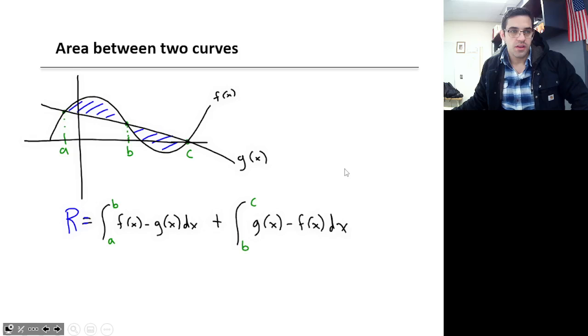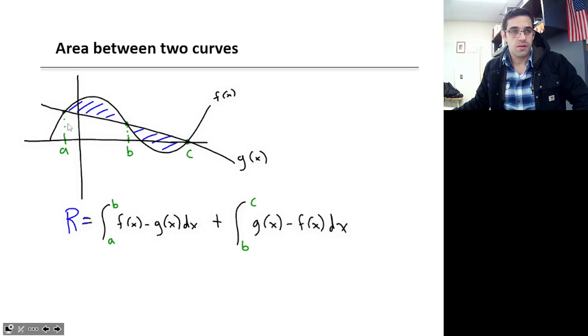So basically something like this. I know that it's the top curve minus the bottom curve, but if they intersect in the middle, what's on top and what's on bottom changes partway through. So we're going to handle that by splitting our integral into two pieces. From A to B, B being the intersection point, A being the beginning of our interval, and C being the end point of our interval.